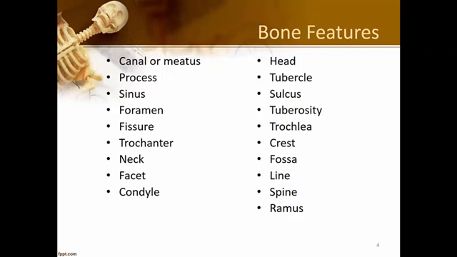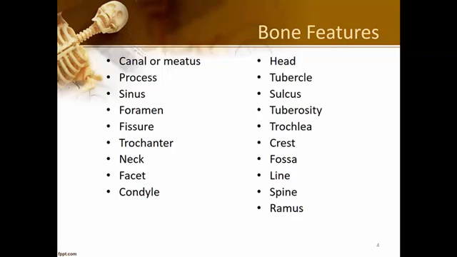A canal or a meatus is a large passageway through a bone. A process is any projection or bump. A sinus is a chamber, usually filled with air. A foramen is a hole in a bone, and a foramina is a small hole. A fissure is an elongated cleft or gap. A trochanter is a large rough projection, usually connected by a neck to the main part of the bone. A facet is a small, flat, articular surface. Articular is where bone rubs against another bone to move.